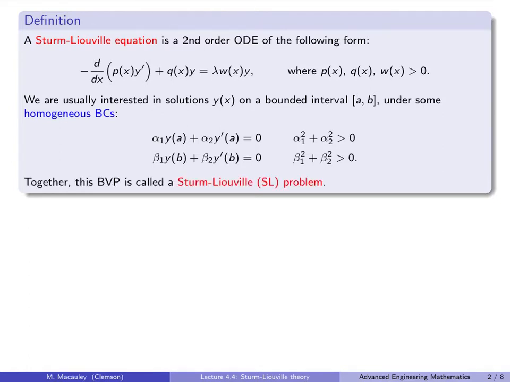Together, this boundary value problem, that is this ODE with these boundary conditions, is called a Sturm-Liouville problem. And we sometimes write SL. We don't usually say it, though. So several comments. This is extremely important. I know it seems kind of random right now, but my goal in this lecture is to convince you why it's so important, and I'll give you some examples as well, and we'll see more examples later.